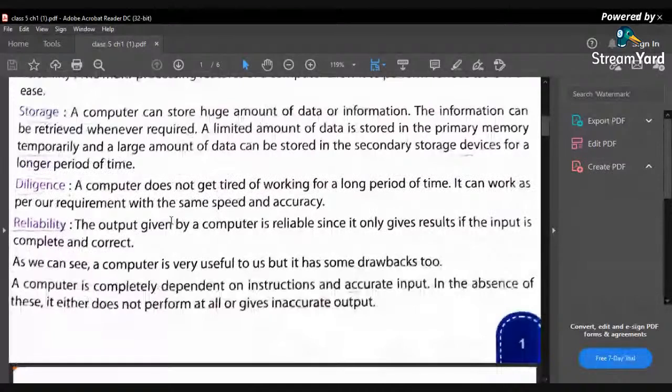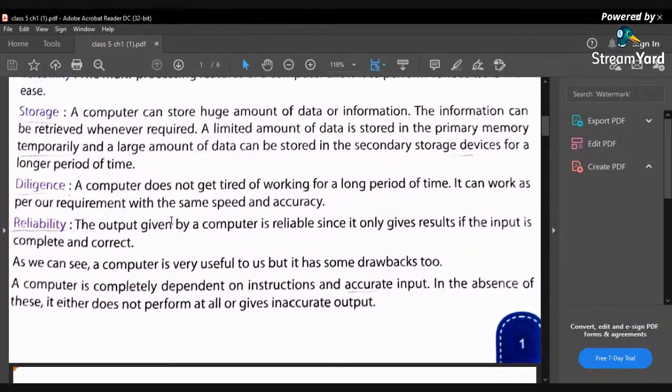Diligence. A computer does not get tired of working for long periods because a computer is a machine. It has no emotions, it has no life. You do the work, and it can do the work for a long time. The computer stores the data, processes the data, does the work for long periods, and it can work as per requirements with speed and accuracy.